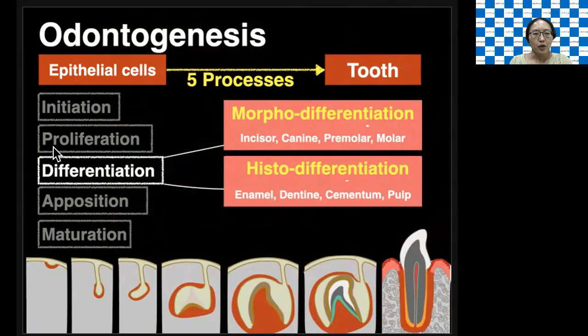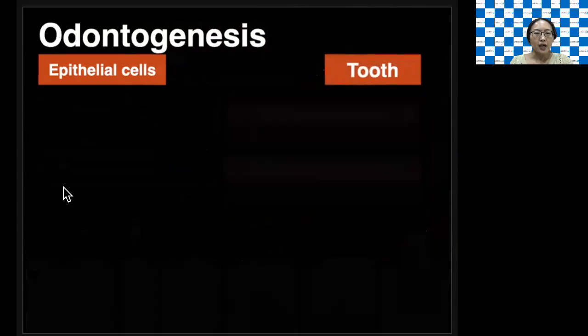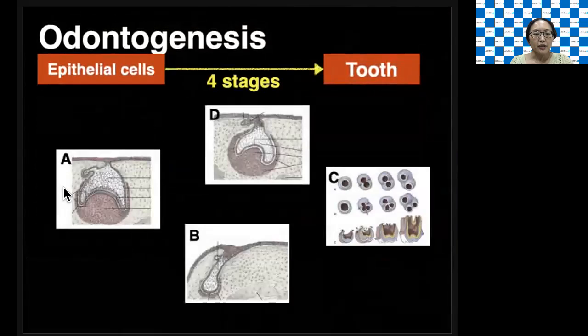Okay, these 5 processes are classified according to the histologic character of the cells included in odontogenesis. Another classification is according to the completion or formation of the tooth. We divide the whole process of odontogenesis into 4 stages. These 4 pictures represent each stage in odontogenesis. Let's try to put them in correct order.